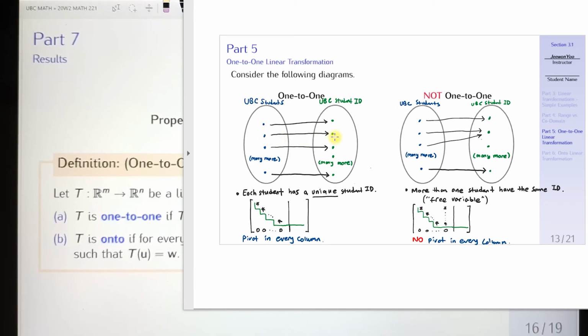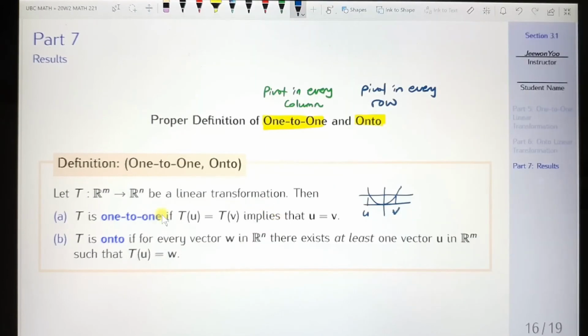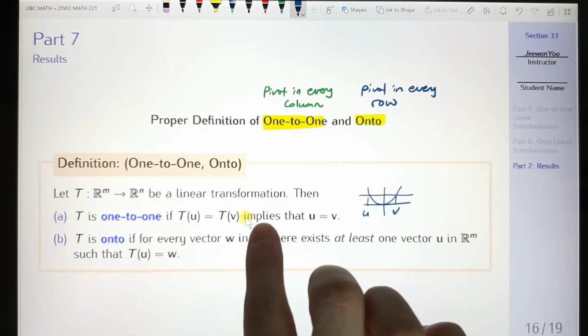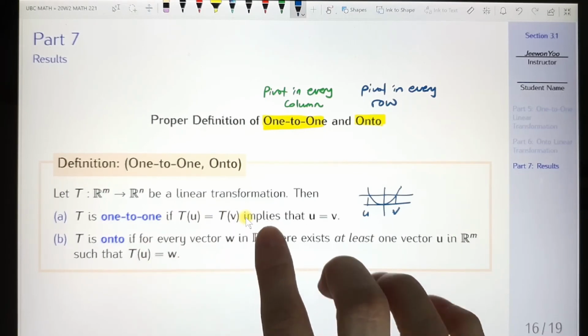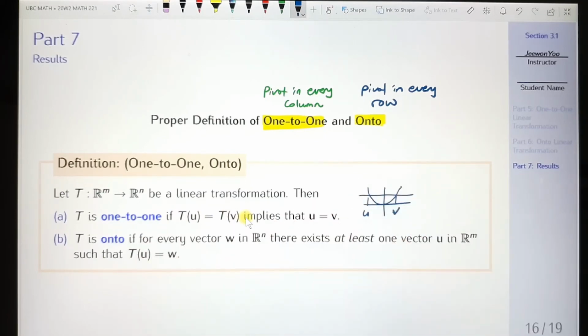Do you understand? So in that case, it's one-to-one, but Jennifer and Alex sharing the same UBC ID, it's not acceptable as a one-to-one function. Hopefully, I made things clear for you. So there you go. This is what one-to-one definition is for future studies in mathematics.